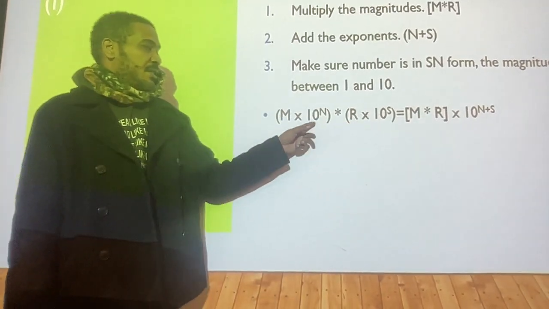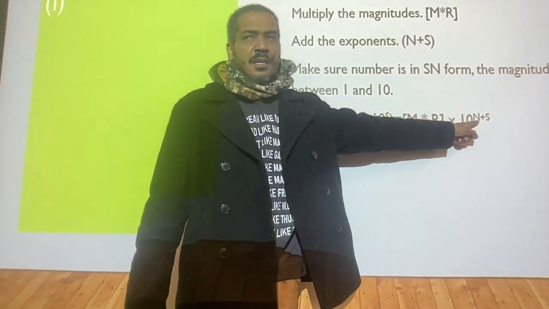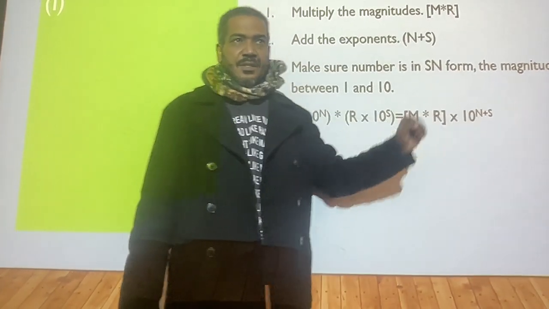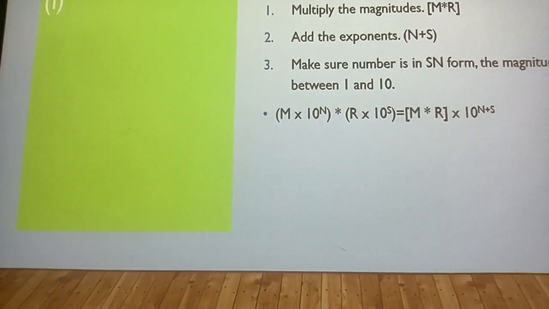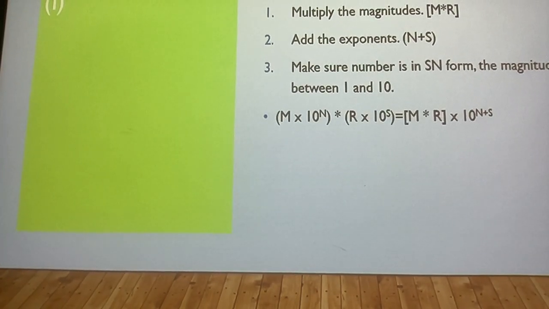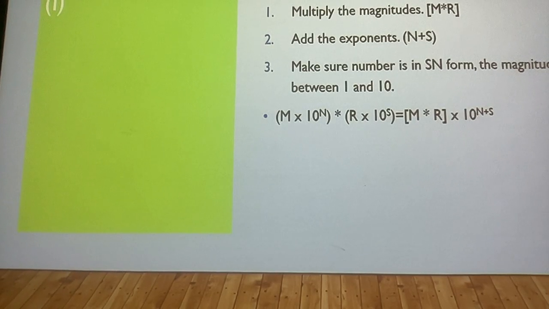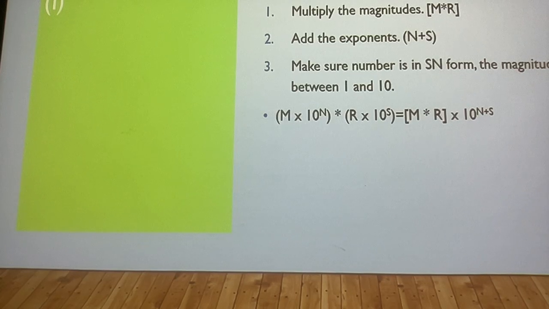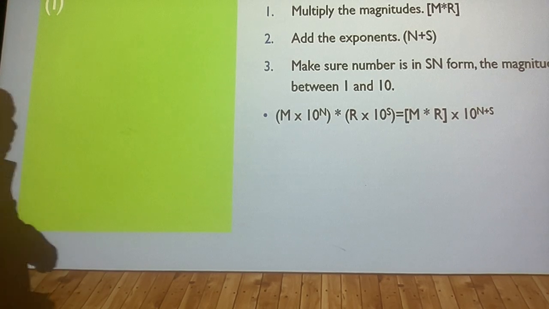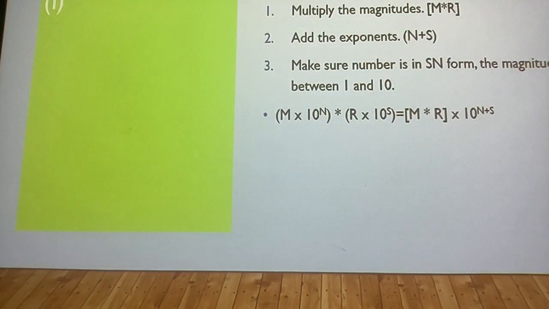Then the powers of 10, we do what? Add the exponents. That's multiplication of two numbers in scientific notation. Now, of course, to add and subtract numbers in scientific notation, you need to have the same exponent. So that makes sense to me.